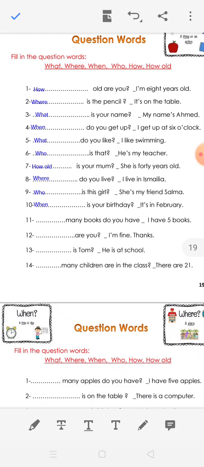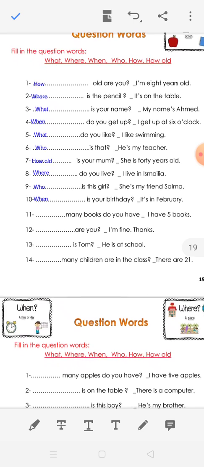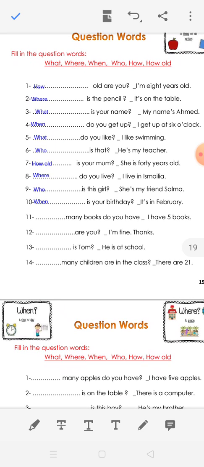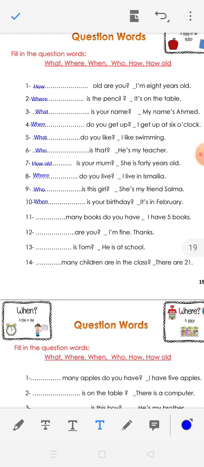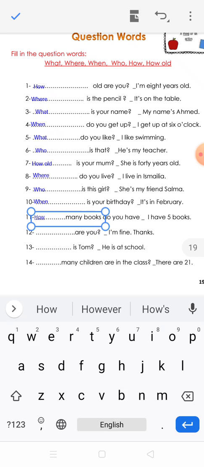Number 11. I have $5. To ask about the quantity of something, countable nouns like box, bags, 3 pencils, 2 boxes, 7 bags, we should use how many. How many bucks do you have? I have $5. How many?